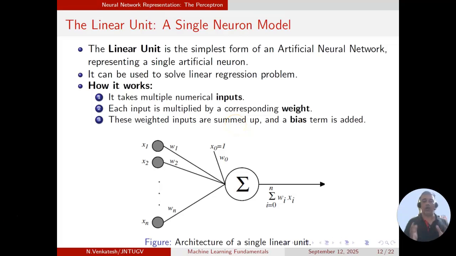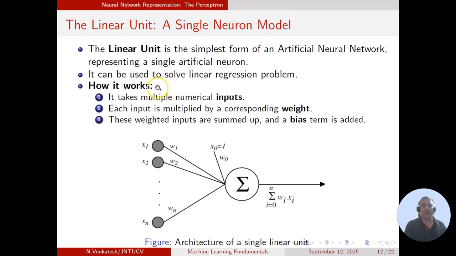In the last lecture we had seen how a perceptron can be used for a binary classification problem. In this lecture we will see a single neuron model called a linear unit, which can be used for solving regression problems. So a linear unit is the simplest form of artificial neural network, with a single artificial neuron which has an identity activation function.